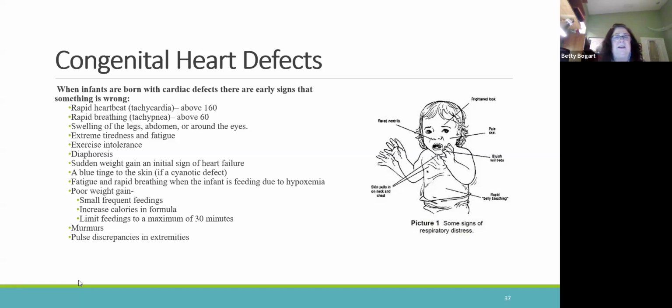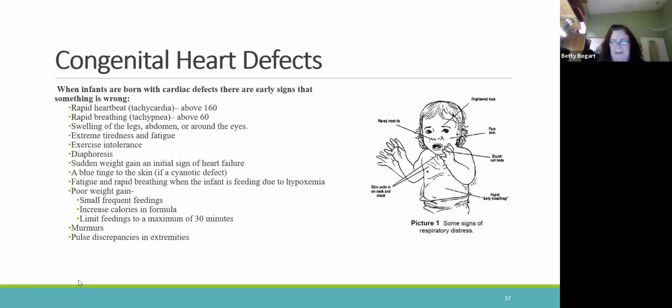When we talk about a congenital heart, we can do up to 27 calories per ounce, and we can even add more to that. So there are ways to get the nutrition in there that we need. Also, remember, limit your feedings to 30 minutes. After that, you're just tiring the child out. Let the child rest. You might hear murmurs, and then remember those pulses. If you don't have pulses, sometimes it even starts in the femoral artery, brachial, or dorsalis pedis feet.